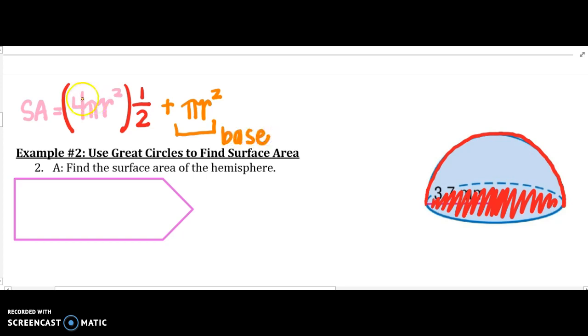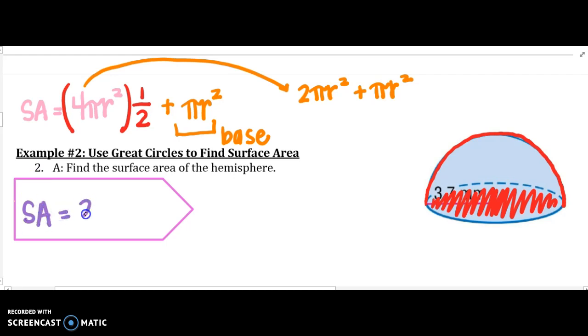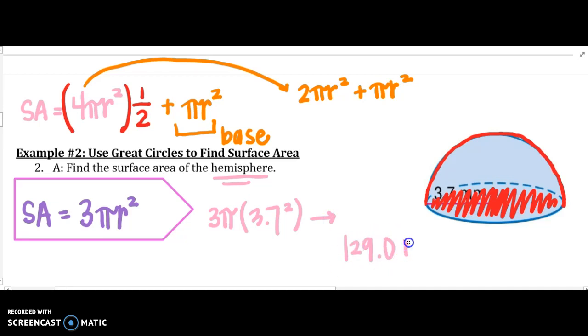So I have 2 pi r squared plus a base pi r squared. My hemisphere has 3 total pi r squared. Make sure you ask about that one. All right, so we're going to use 3 pi r squared for our hemisphere. We would take 3 pi, my radius is 3.7 squared. Remember, the radius is the only thing that is squared. And I come out with 129.0 millimeters squared.